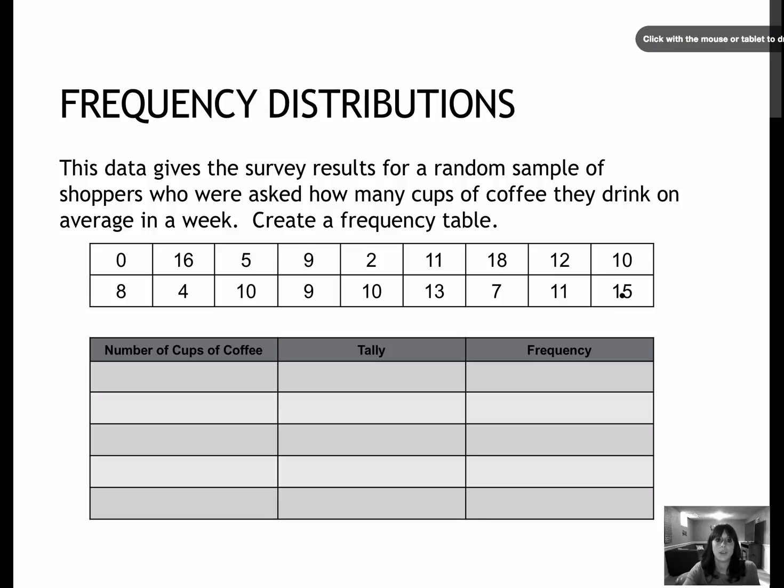So we're going to make a frequency distribution, or a frequency table, together. Looking at this data, which is the survey results for shoppers who were asked how many cups of coffee they drink in an average week, we're going to create a frequency table from that. Now I know that my value goes from 0 all the way up to 18. So obviously I don't want to say 0 to 18 because then there's just one bar. There's nothing really to compare.